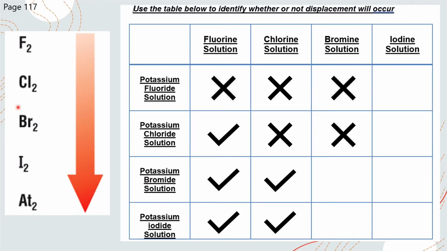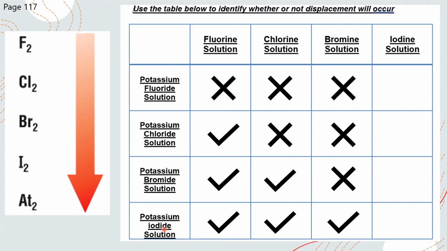Potassium bromide and bromine, look, we've got that problem again. It's the same thing, so there'll be no reaction. And then potassium iodide and bromine. This is the one case for bromine where it will have a reaction. Bromine is more reactive than iodine, so it will end up in the compound. And there'll be a displacement, so we'll end up with potassium bromide and iodine.